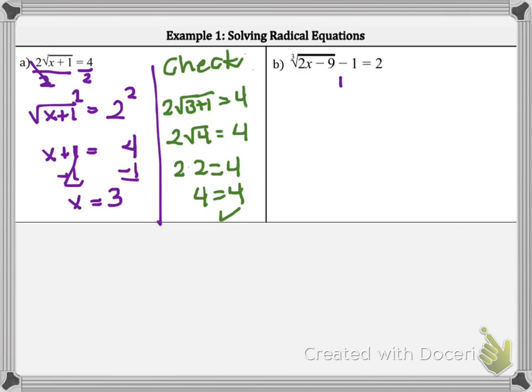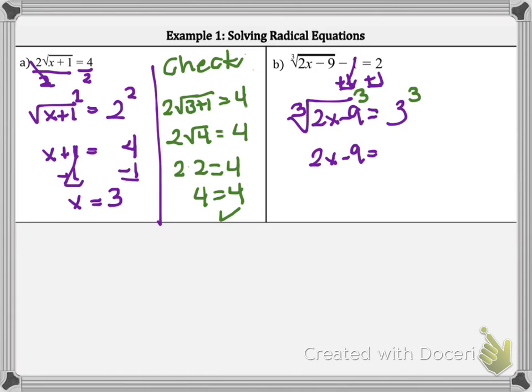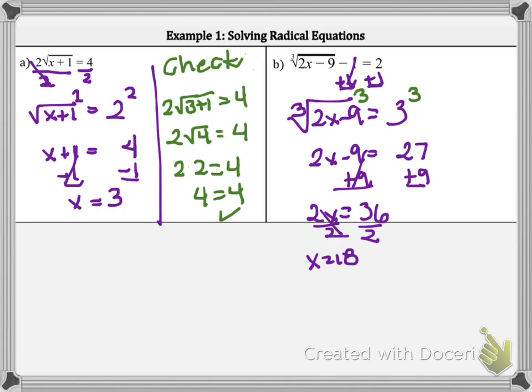So the very first thing we do is we want to add 1 first so we can isolate the radical. So it equals 3. Then in order to cancel out that radical, we're going to cube each side to get rid of it. So now we have 2x minus 9 equals 27. Add 9 to both sides. So 2x equals 36, divided by 2. So therefore, x equals 18.